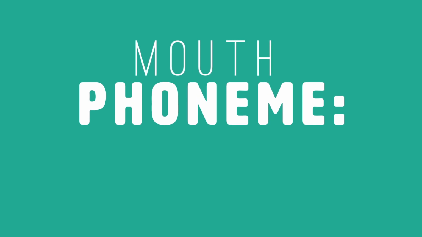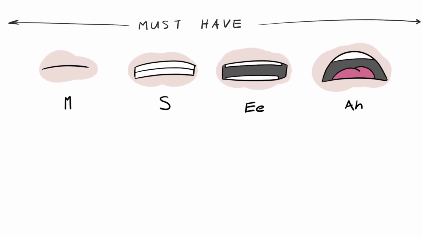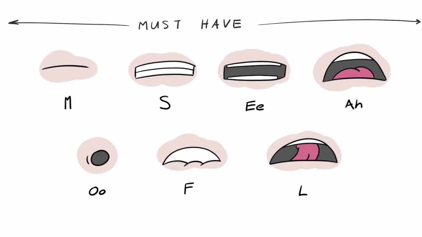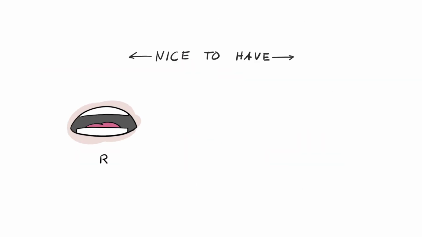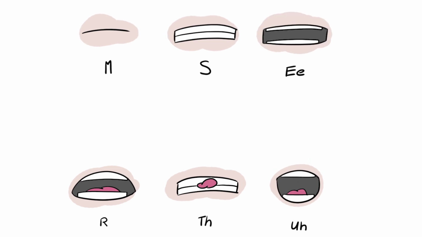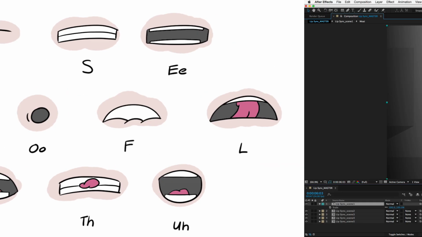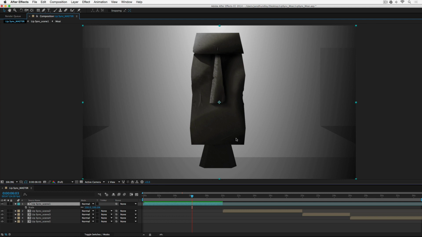Okay, to get started, let's get a handle on what a phoneme is. Basically, it's a unit of sound. Every single sound that comes out of our mouths makes a shape. So we need to draw all of those shapes. There are 7 that I feel you absolutely need, and then I'm going to throw 3 more in there that are nice to have. You'll find tons of references out there, and I always have a reference in front of me when I'm drawing. I'm going to start you off in After Effects.